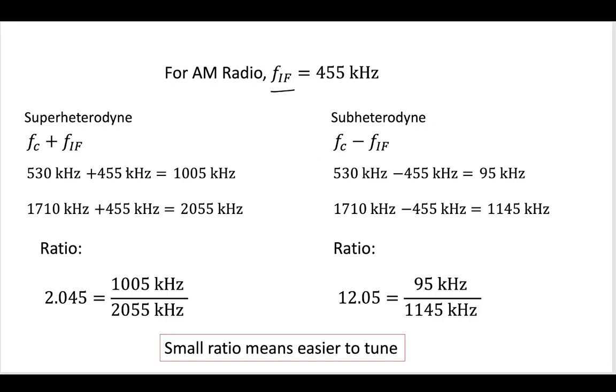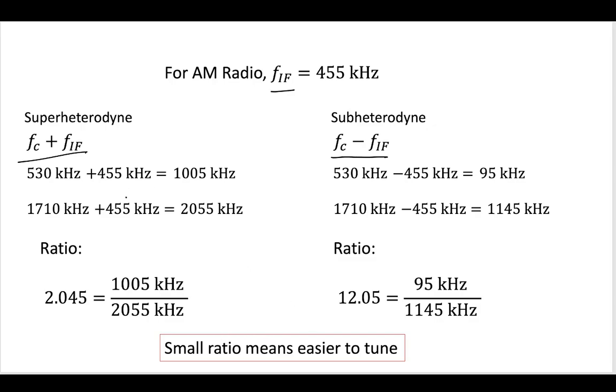So now when you do this, we'll say that we have two different processes: the superheterodyne and the subheterodyne. Why would we use the superheterodyne compared to the subheterodyne? In the superheterodyne process, in our mixer, we're going to add our carrier frequency and the intermediate frequency. It's an addition process, whereas the subheterodyne process is a subtraction of the intermediate frequency. The superheterodyne process is preferable because this will result in smaller tuning ratios for you.